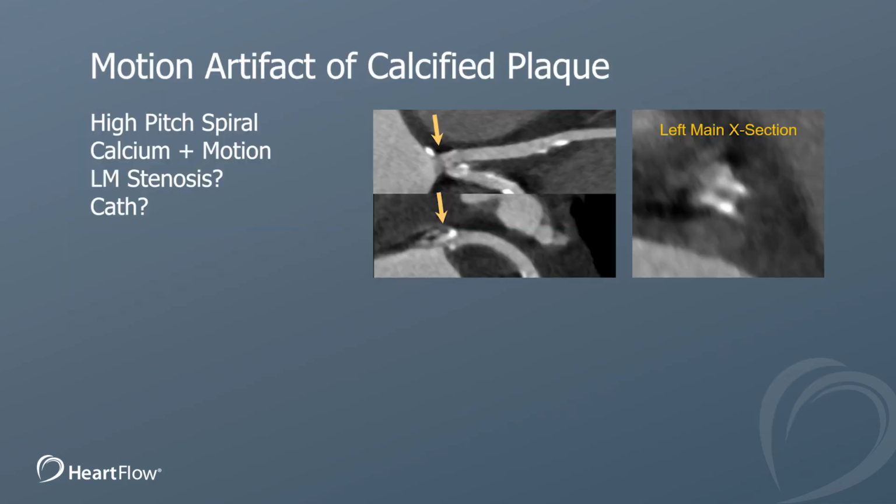Here is an example of a case where a patient has motion artifact in combination with calcified plaque. On this scan, the patient's scan mode was a high-pitched spiral acquisition. Their heart rate was controlled and counted correctly with a steady heart rate in the 50s. When we scanned them in high-pitch mode and reconstructed the image, we reviewed the image while the patient was on the table and recognized that there could potentially be a severe left main stenosis. The question was, was this a problem with motion artifact combined with calcium?